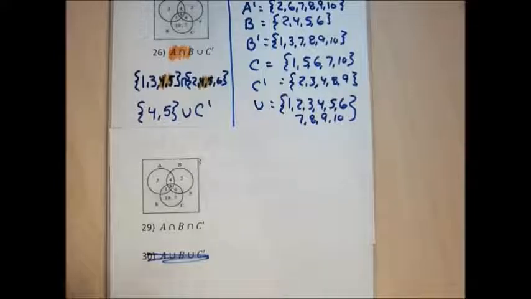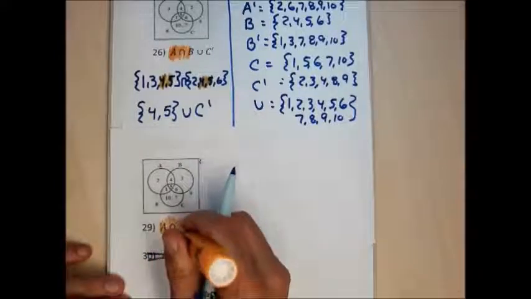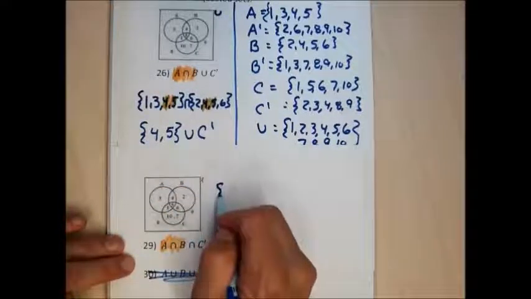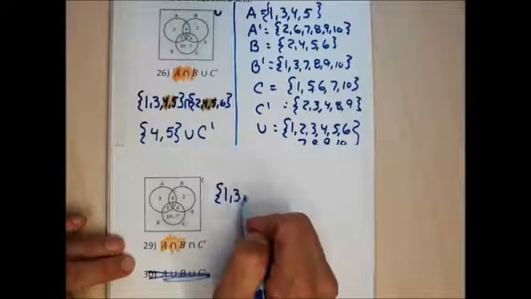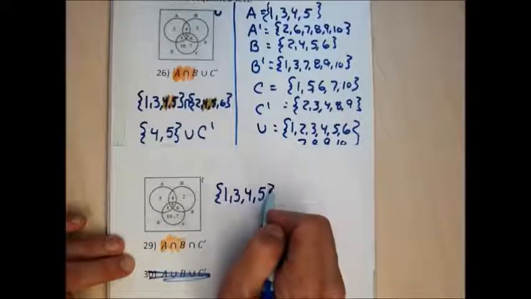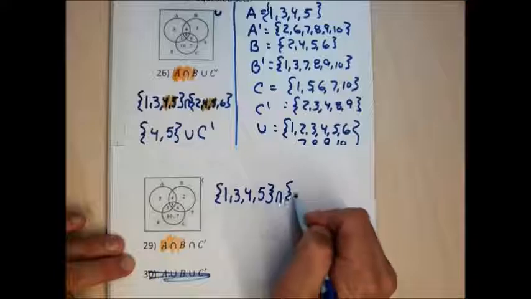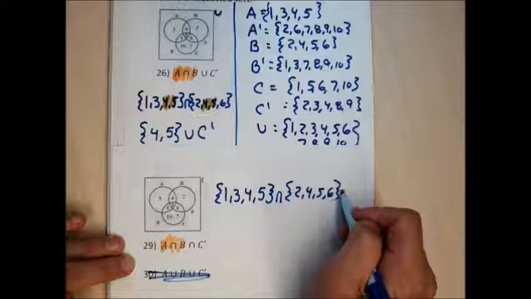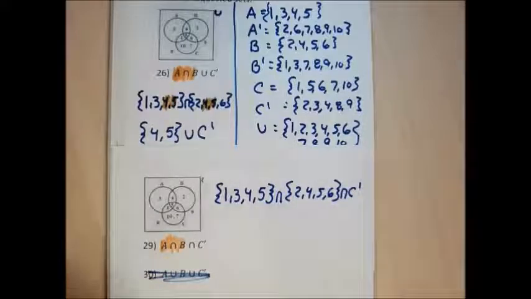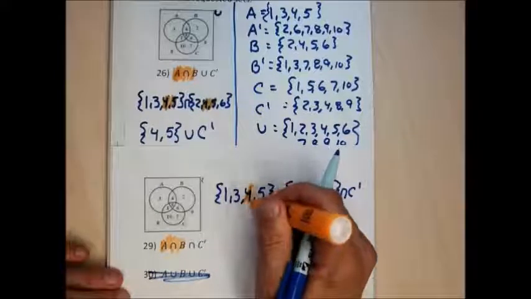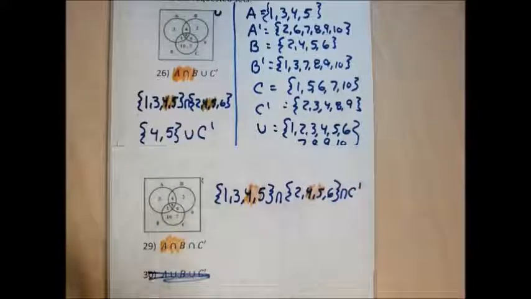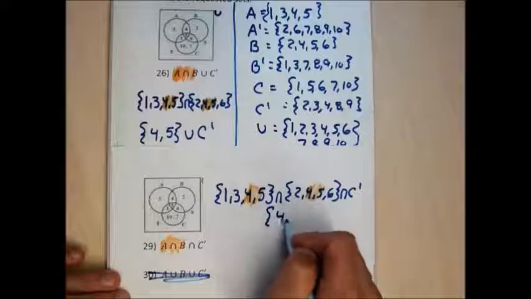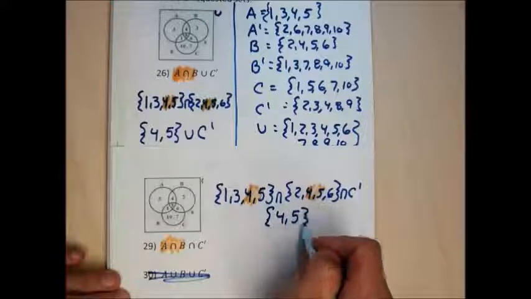So for 29, first thing I'm going to do is A intersection B. Can't see A anymore. But for the A intersection B, A is equal to 1, 3, 4, and 5. I'm going to intersect that with B, which is a set containing 2, 4, 5, and 6. And then in a bit, I'm going to intersect it with C complement. The intersection part of the A and B is what the A and the B sets have in common, which is the numbers 4 and 5. So the A intersection B part can be replaced with a set containing the numbers 4 and 5.